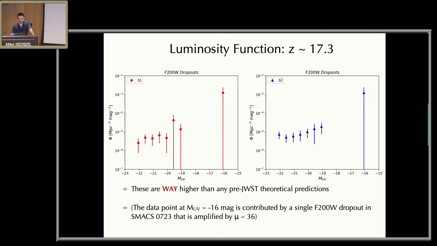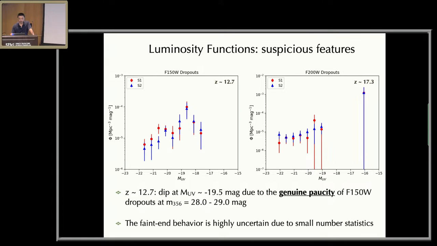And I need to point out that this last point is from SMACS 0723 after a huge correction of amplification, an effect of about 36. Yeah, we have some suspicious features here, which is this one that I just mentioned, the dip here, and also this drop-off here. The drop-off could probably be explained by small number statistics, but not this dip. This dip is very strange. Also for the 200W dropout, we can probably see it here as well.